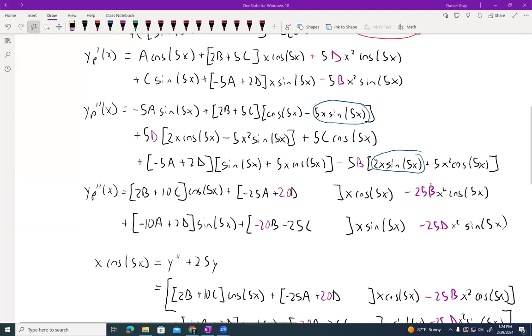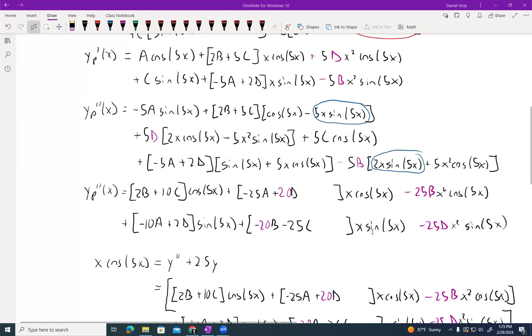My x squared cosine of 5x term, I only have one of those, so it's just going to be a minus 25b. My sine of 5x term, well, let's see, I have a negative 5a plus 2d here, right? Let's see what other terms I have. It's just sine of 5x, another negative 5a. So then I get negative 10a plus 2d.